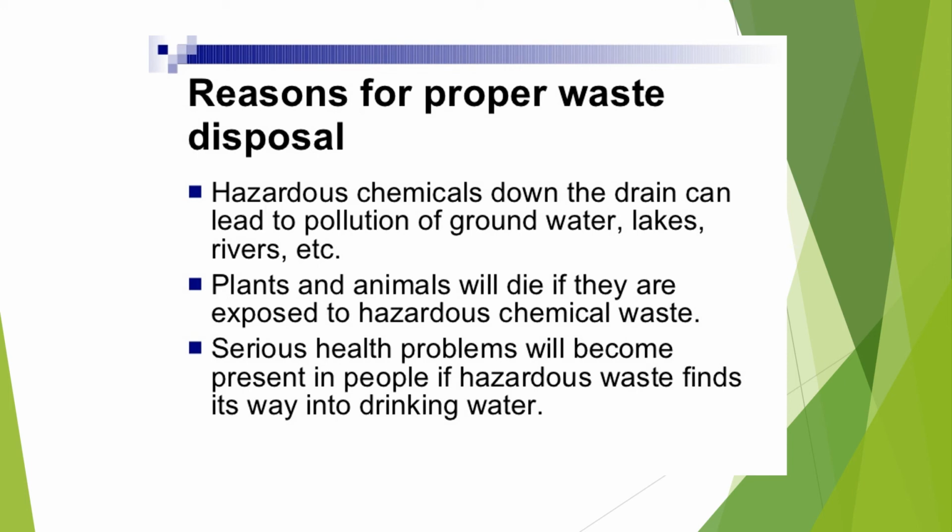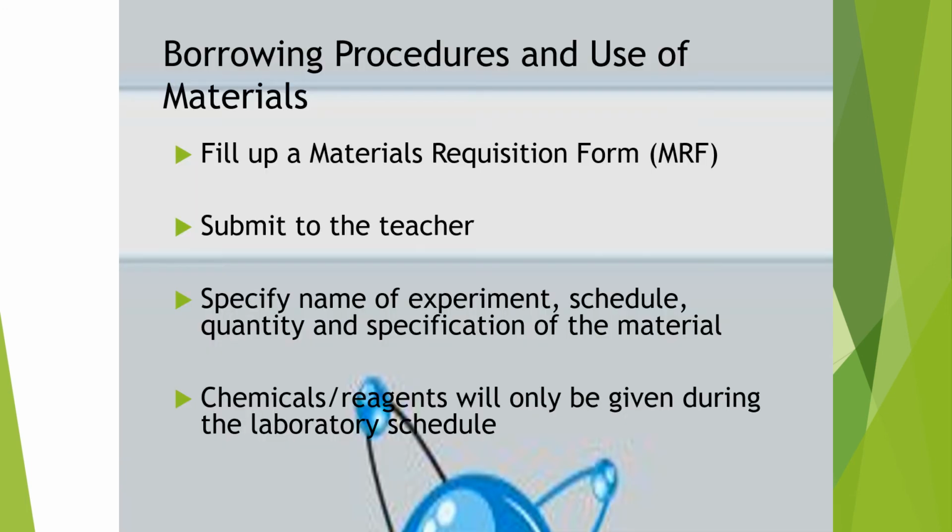Okay. Reasons for proper waste disposal. Hazardous chemicals down the drain can lead to pollution of groundwater, lakes, rivers, etc. So plants and animals will die if they are exposed to hazardous chemical waste. And then serious health problems will become present in people if hazardous waste finds its way into drinking water. Of course, you don't want to see your vegetables glowing, right? Or if you're taking a shower and then after doing that, you'll be like a person glowing in the dark. So do not dispose of your chemicals into the drain.